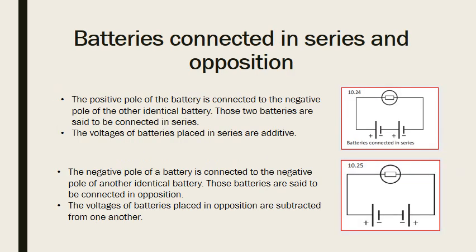Batteries connected in series and in opposition. The positive pole of a battery is connected to the negative pole of another identical battery. So here you can see the positive is connected to the negative pole of the identical battery. Those two batteries are said to be connected in series. So when we have minus plus, minus plus, minus plus, this is connected in series. The voltages of batteries placed in series are additive. For example, if this battery is 3 volts and this battery is 3 volts, the circuit has 6 volts. The battery is giving out 6 volts.